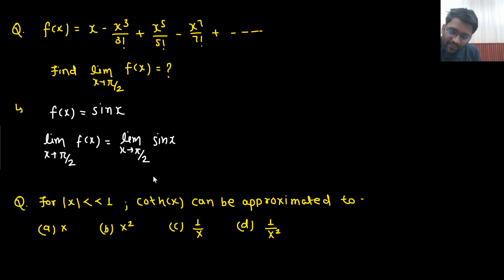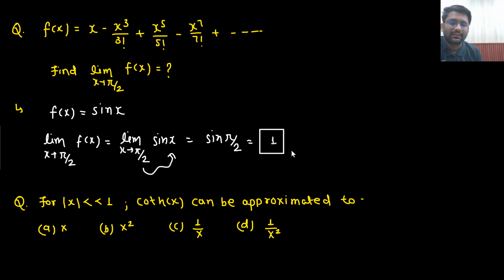Then simply put pi by 2 here. What is the value of sin pi by 2? The sin pi by 2 is nothing but 1, sir. This is the thing that they are asking. That's it. This is the answer. Is that clear to you? Okay. So they are not asking anything out of the box. They are asking very straightforward things.